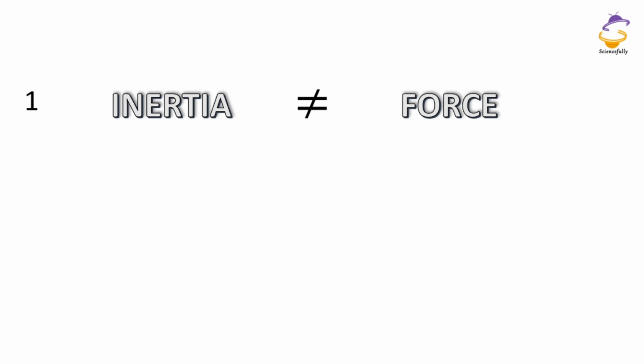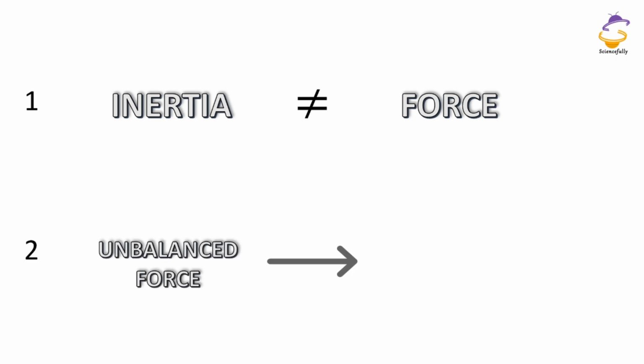Secondly, the object changes its state of motion only if the external force is unbalanced and there is a total net force on the system. And the net force on an object is just the total force on that object. And the force is unbalanced if the net force is not equal to zero.